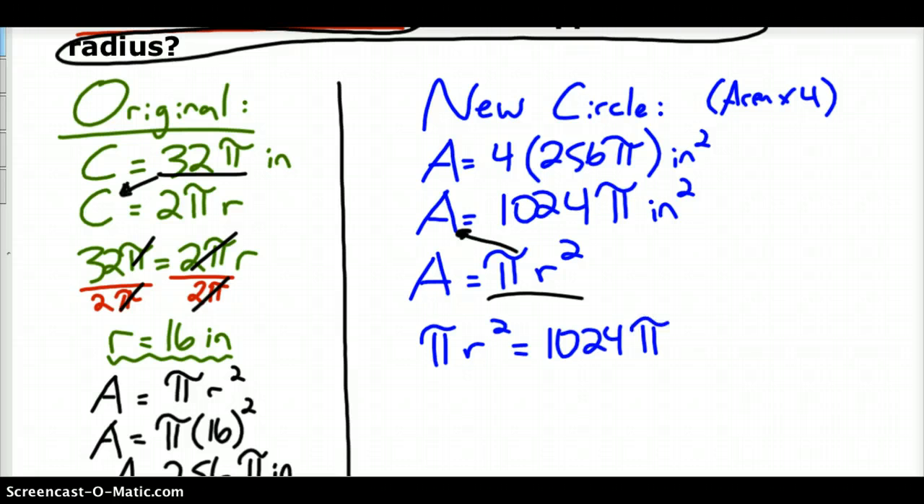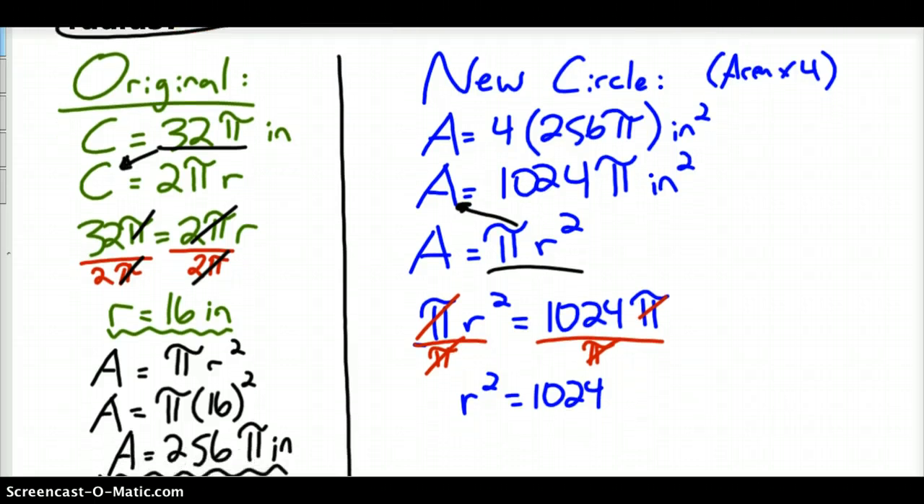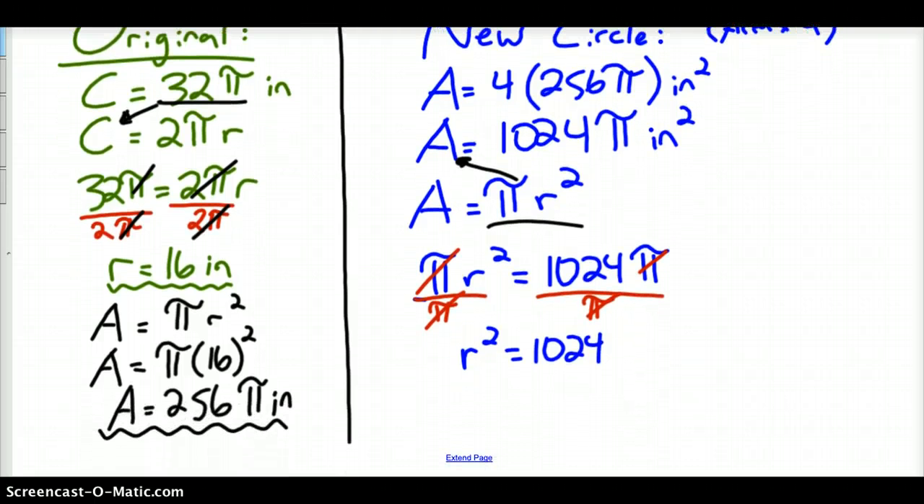At this point I'm just going to divide by pi on both sides. I'll do this part in red. I'll divide by pi and divide by pi. These will cancel, and I'll end up with radius squared equal to 1,024. If I want to figure out what's happening to the radius, since r is being squared, I'll take the square root of both sides, and I'll find that my radius is equal to the square root of 1,024, which is 32 inches.